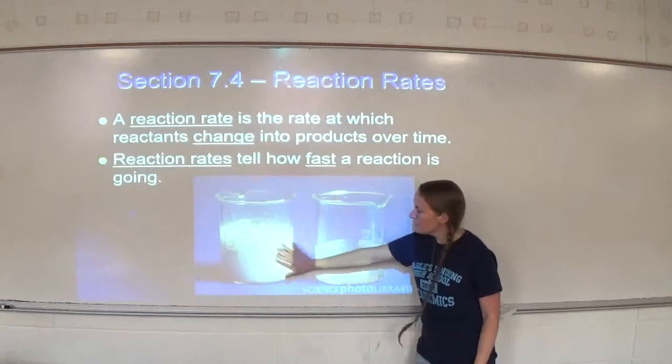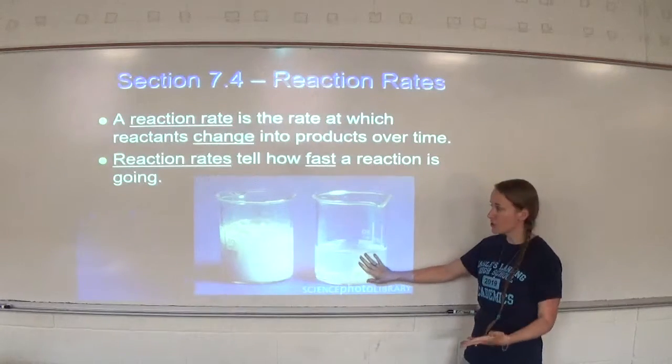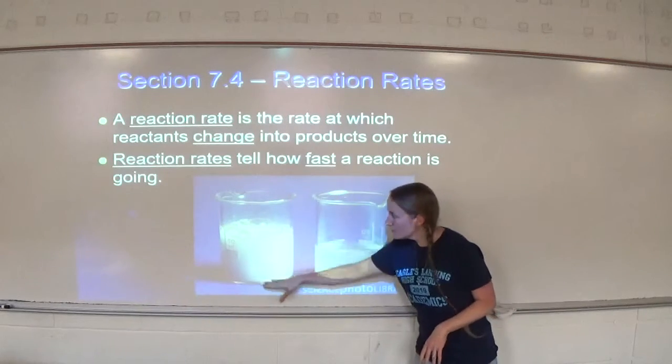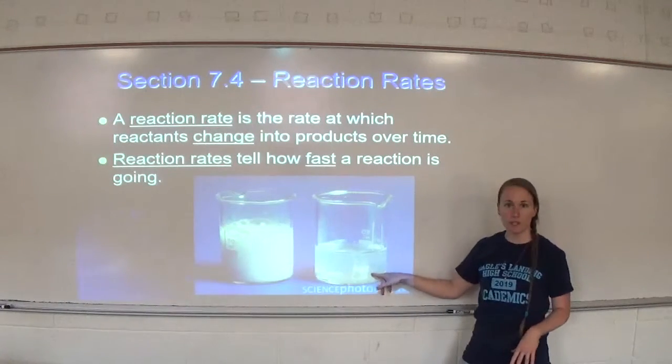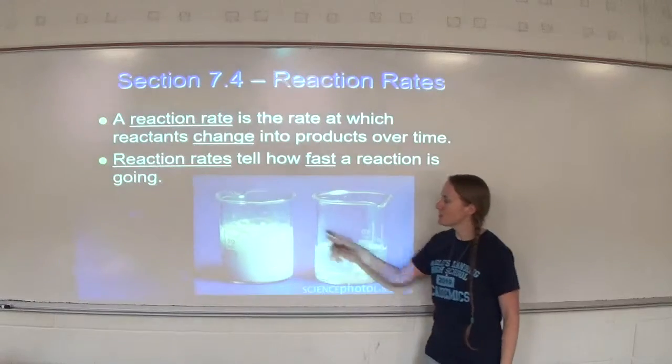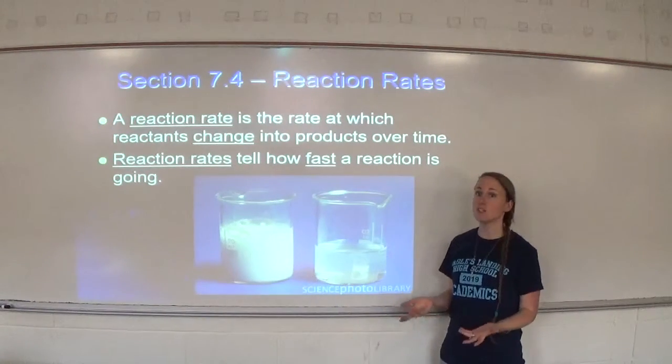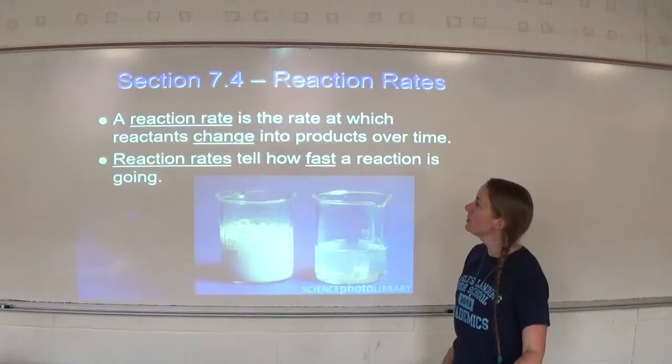So for example, these two reactions are the same reaction, but if you look, you see a lot more bubbling in this reaction. So this one is taking place faster than this one. So if they're the same reaction, how is it possible this one's happening at a faster rate? Well, we'll talk about how you can change the rate of the reactions.